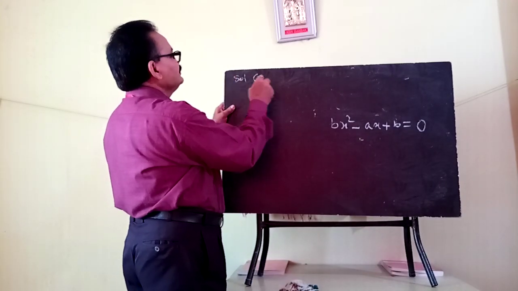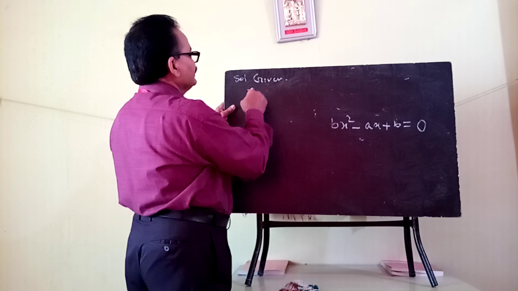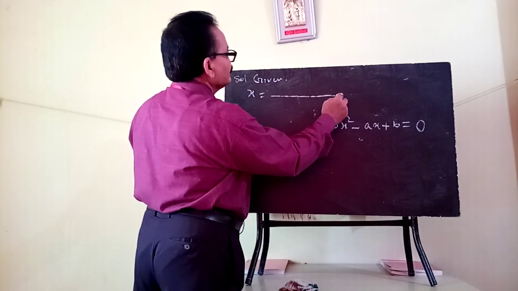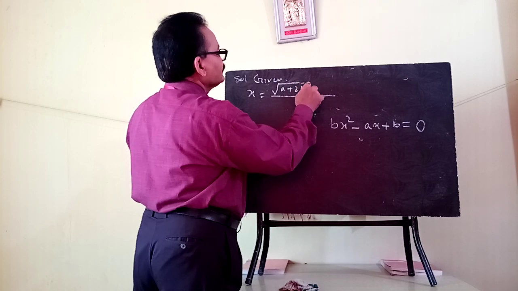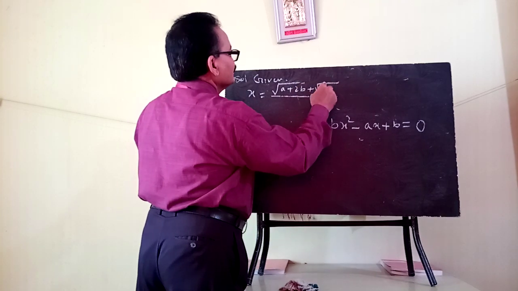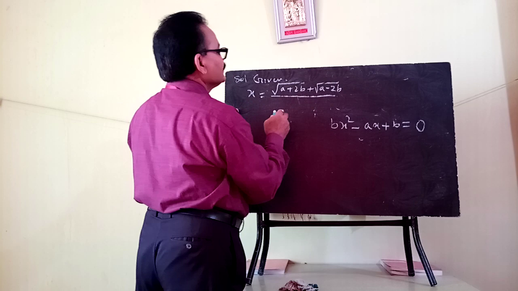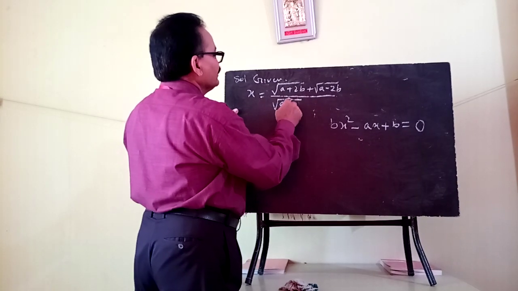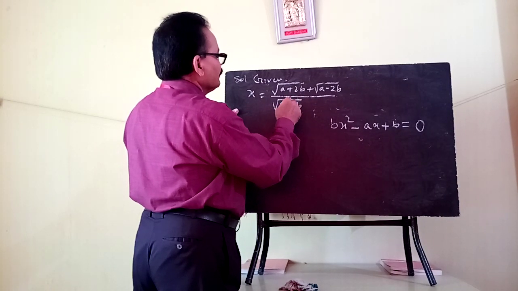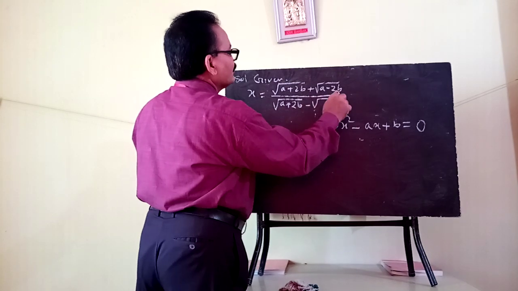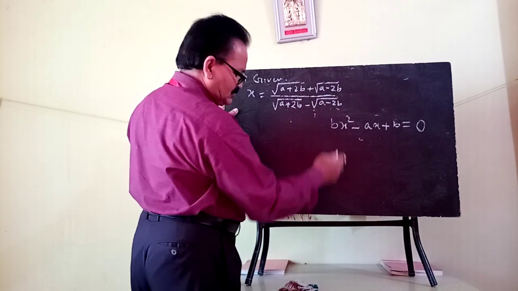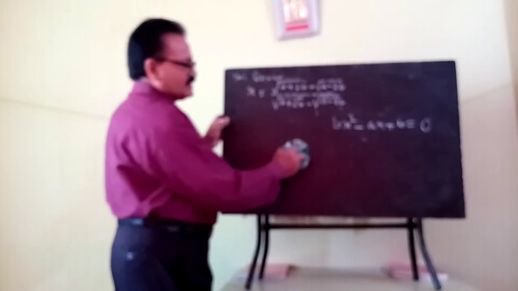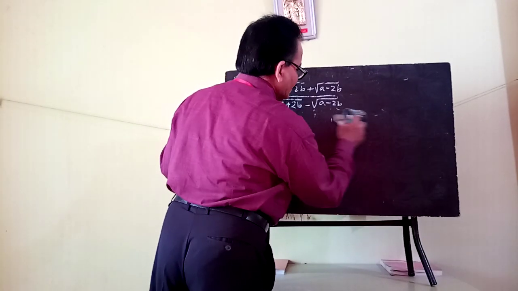For the solution, given x equals square root of a plus 2b plus square root of a minus 2b, divided by square root of a plus 2b minus square root of a minus 2b, and you have to prove this one, bx square minus x plus b. Okay, should I remove it?